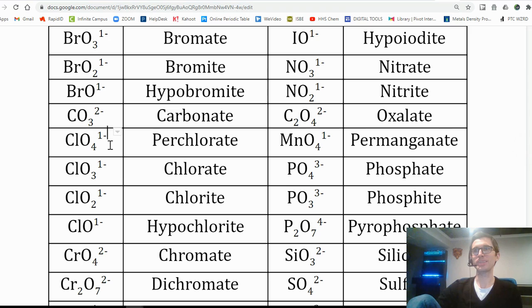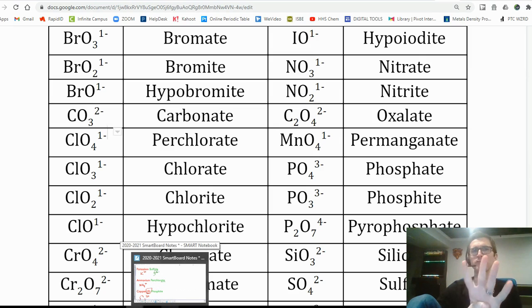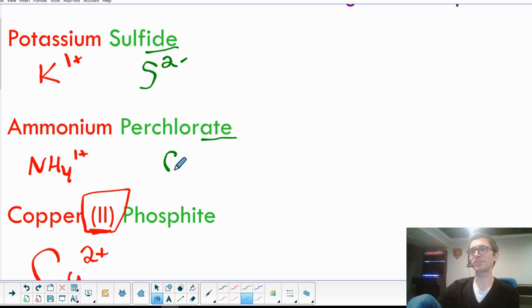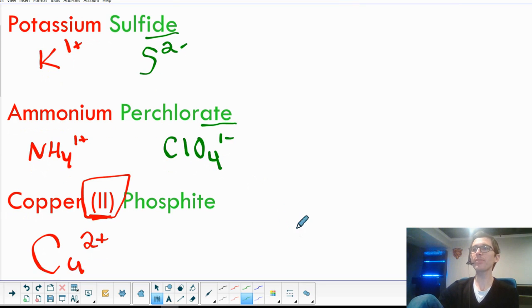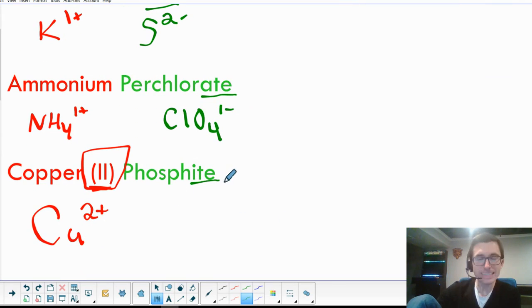There it is. ClO4. So that means there's one chlorine atom and 4 oxygen atoms all clumped together in this ion. It's kind of like your hand. Your hand has 4 fingers and 1 thumb. There we go. 4 fingers, 1 thumb, perchlorate. All right. So it's ClO4 with a 1- charge. That's perchlorate. Phosphite. It's phosphite with a T, not phosphide.